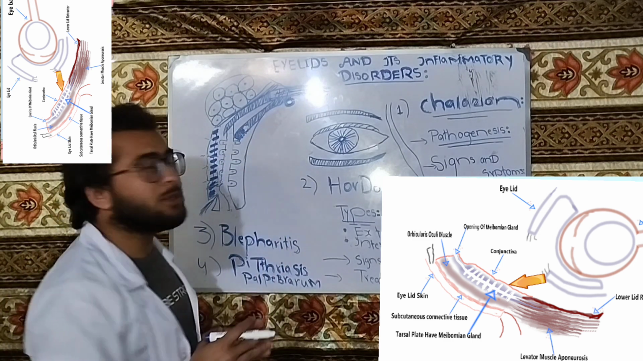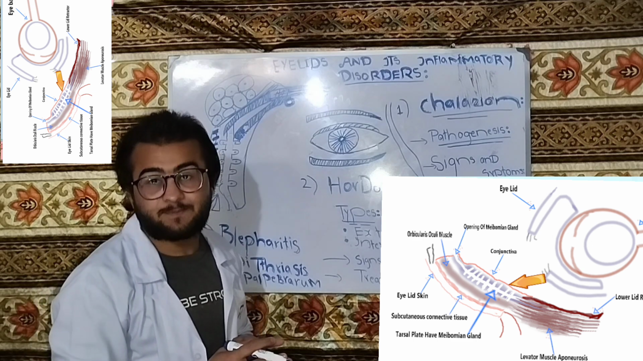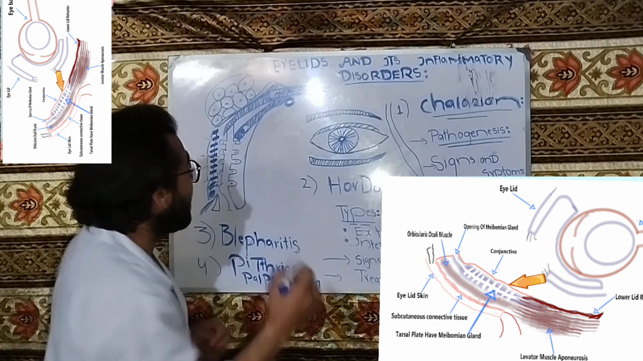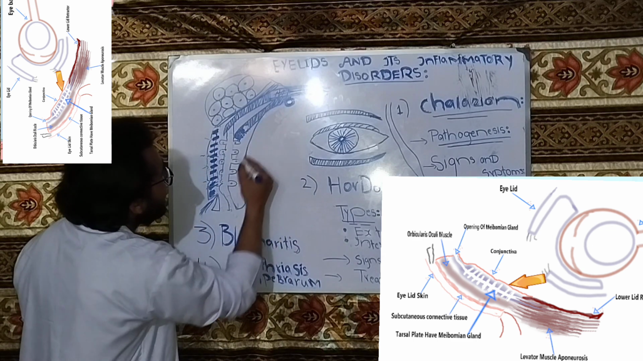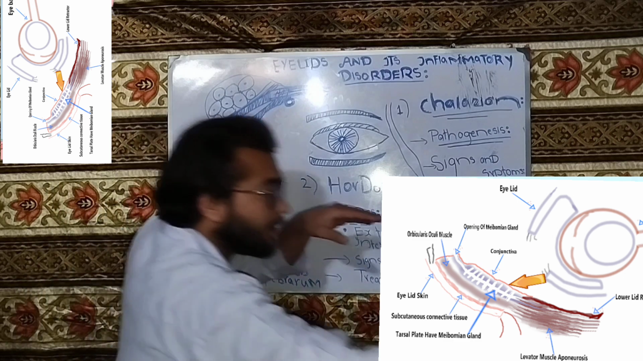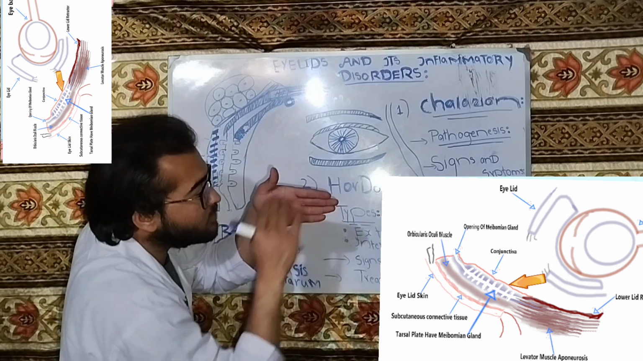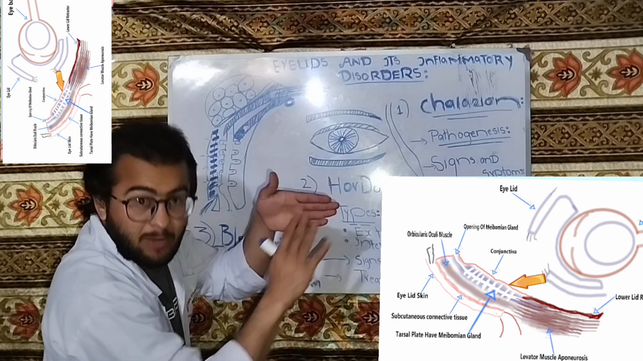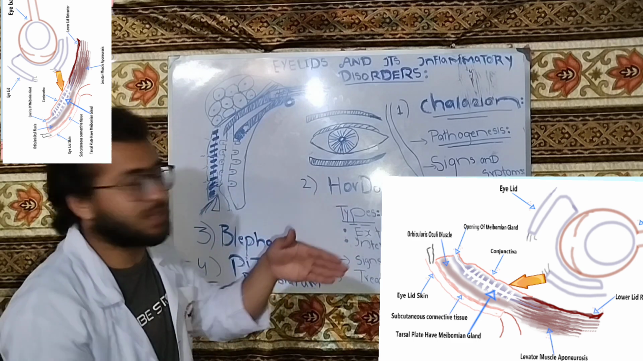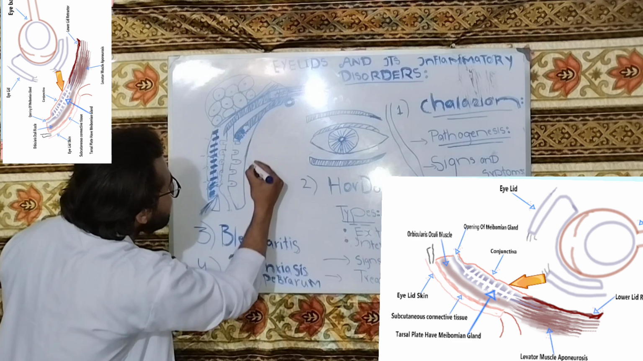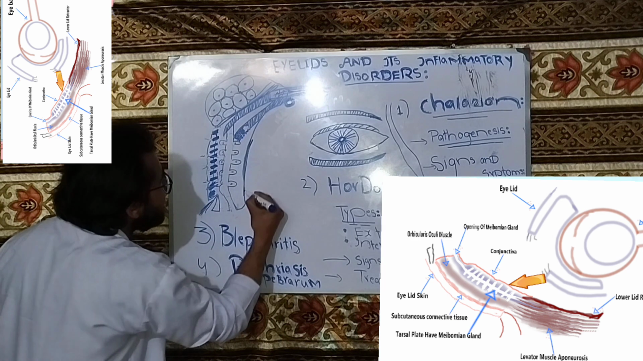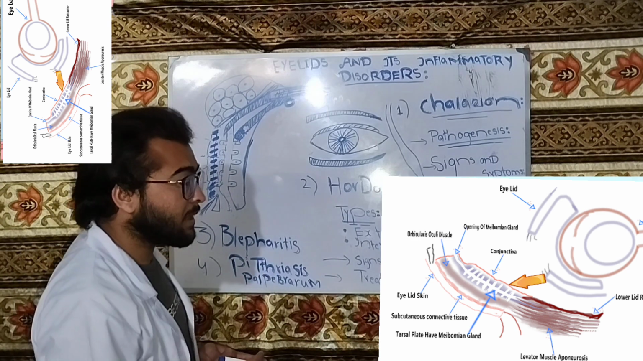So these were the components of the anterior and posterior lamellae. The last structure in the posterior lamella: if this is the eyelid and I invert the eyelid, the inner part is covered by the membranous layer of the conjunctiva. This is also part of the posterior lamella.